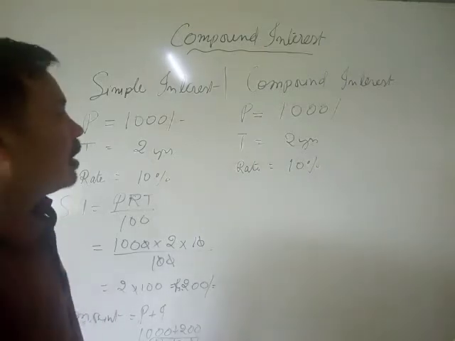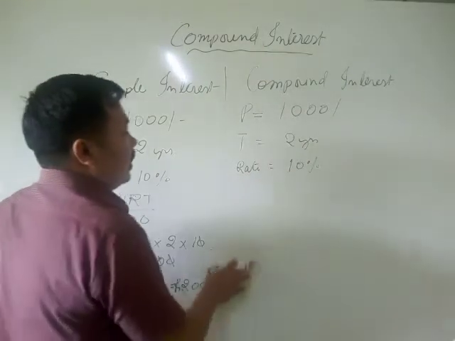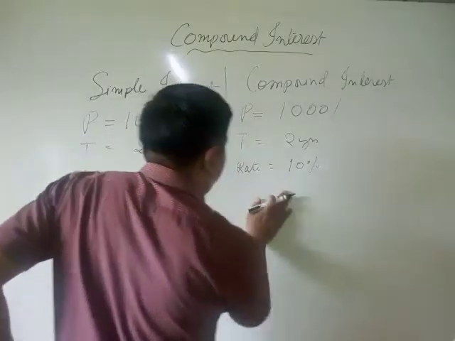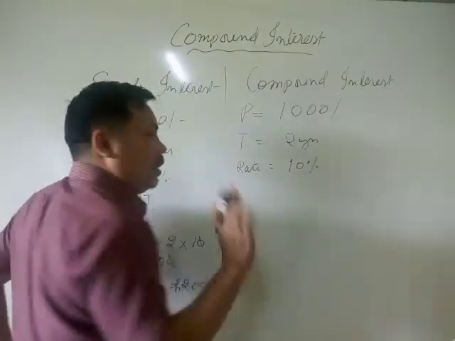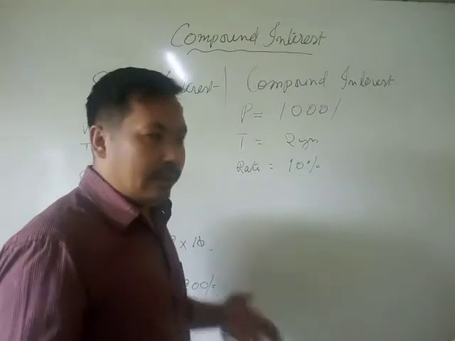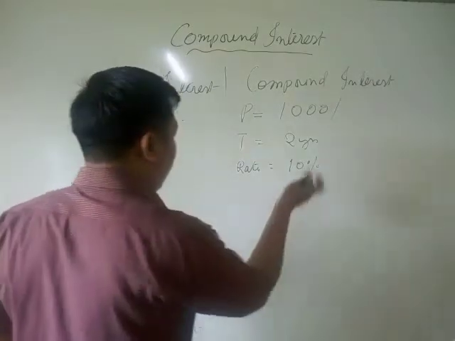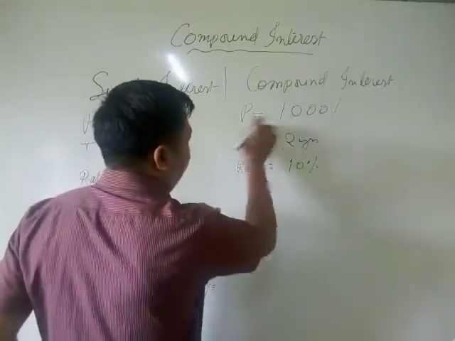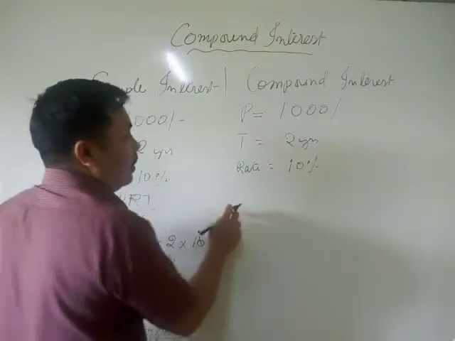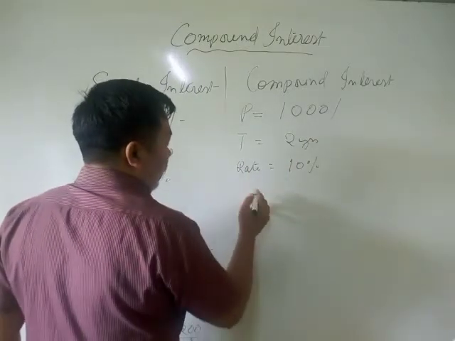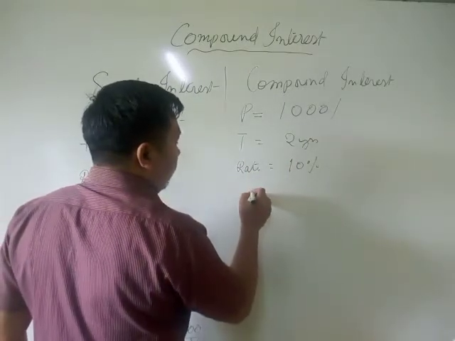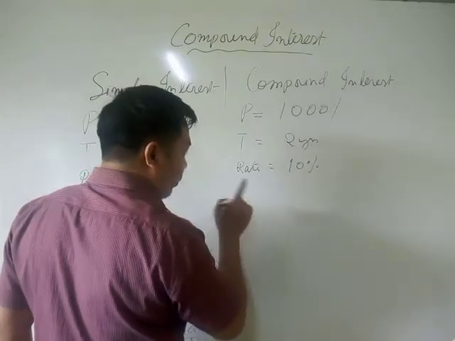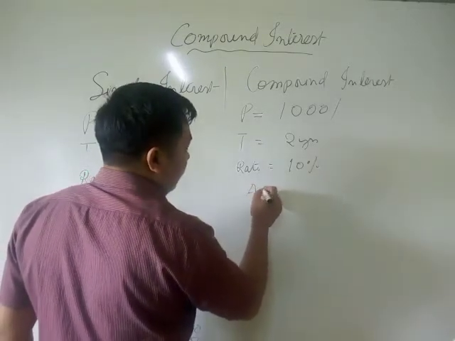Okay, clear? See, compound interest. For the compound interest, let's do it for annually. Then you see here, first of all, we are going to find out the amount, isn't it? Yes, amount.